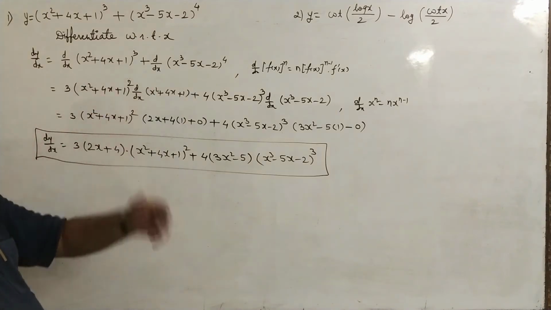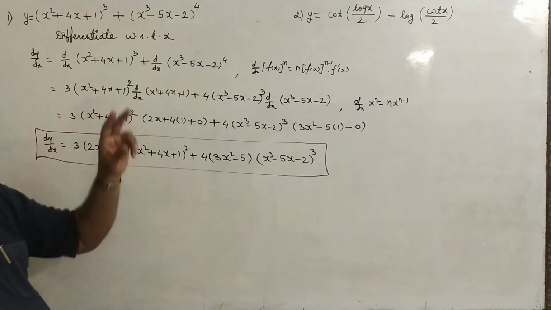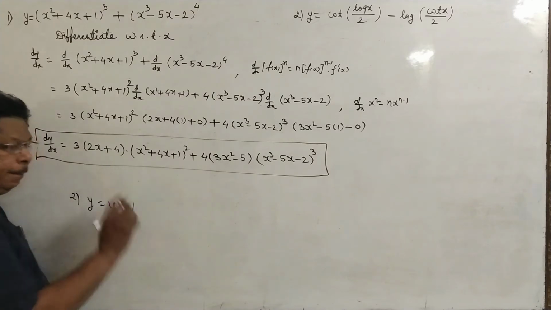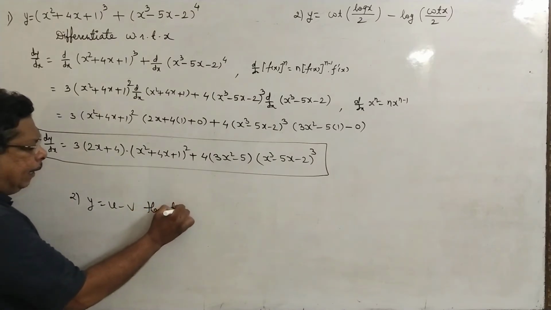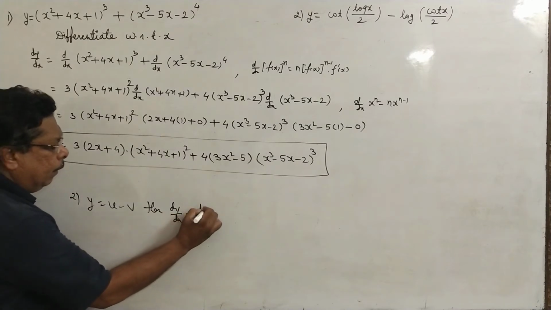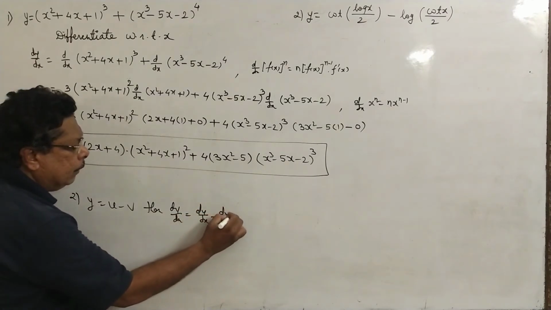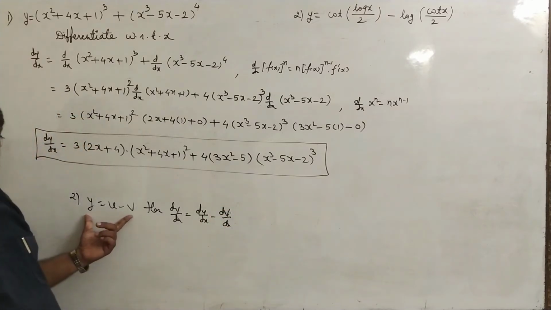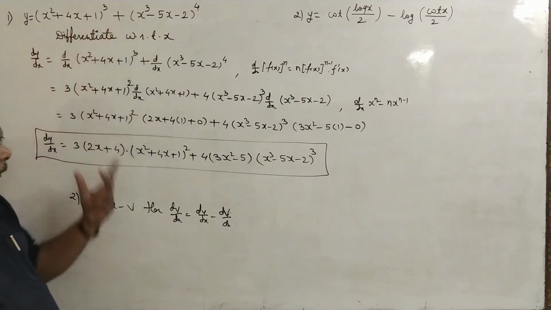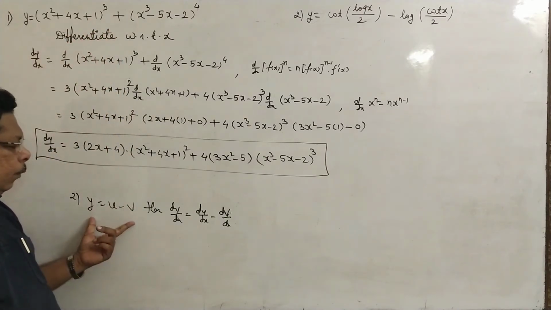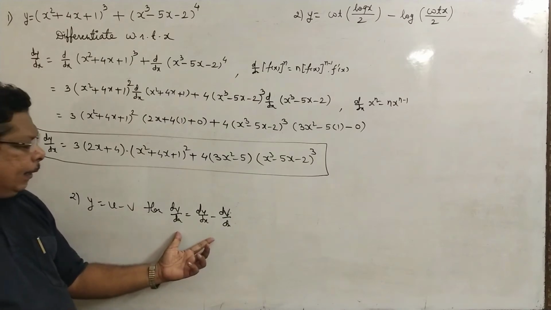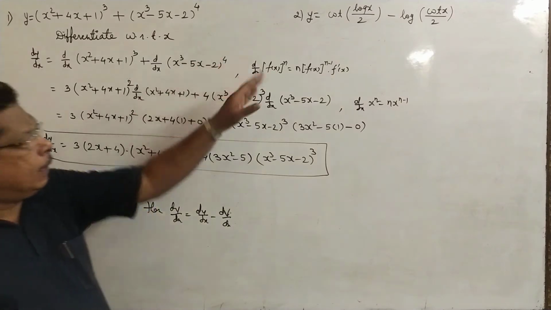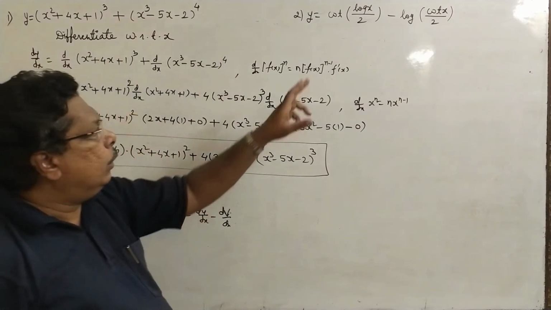Okay, now you take the next one, which is in the form of u minus v. If y is equal to u minus v, then dy by dx is equal to du by dx minus dv by dx. When the two functions are in subtraction form, this is the addition rule, this is the subtraction rule. If y equal to u minus v, then you will get dy by dx is equal to du by dx minus dv by dx.